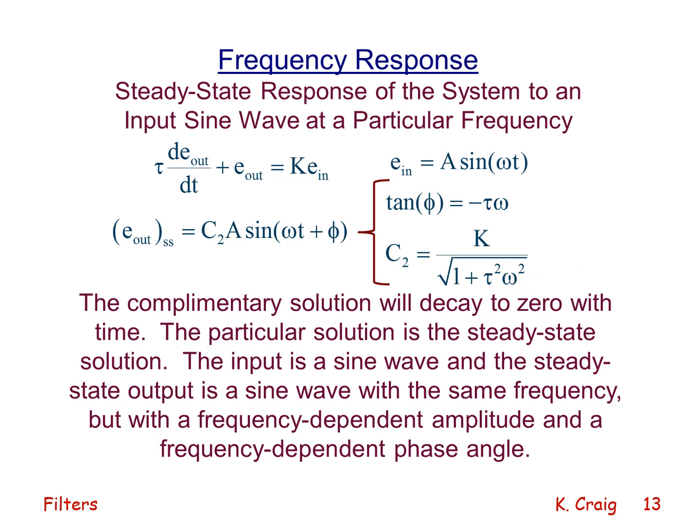So the complementary solution will decay to 0 with time. That's what we mean by the transient response. The particular solution is the steady state solution. The input is a sine wave, and the steady state output is a sine wave with the same frequency, but with a frequency-dependent amplitude and a frequency-dependent phase angle.